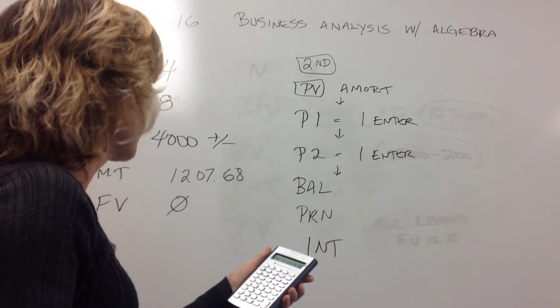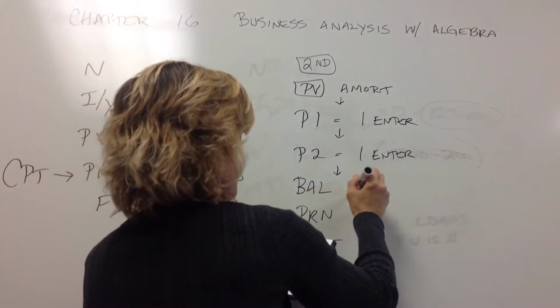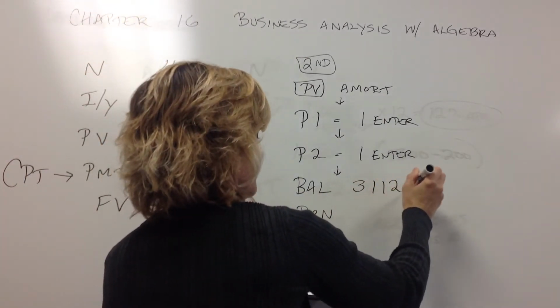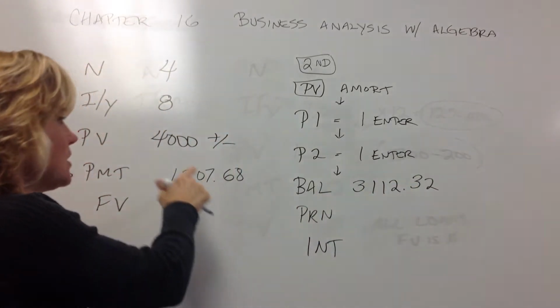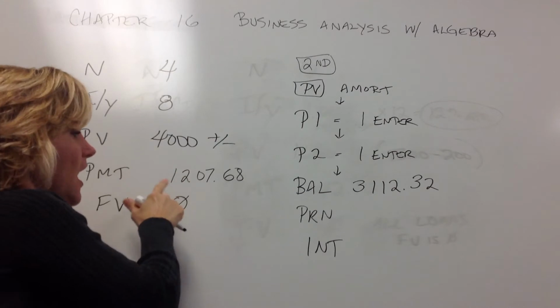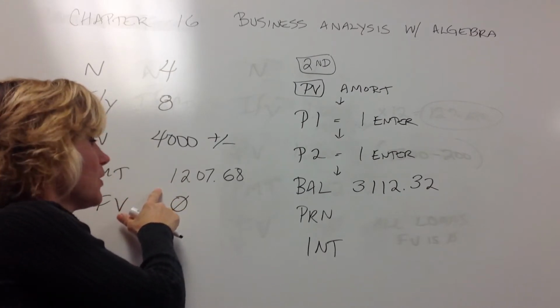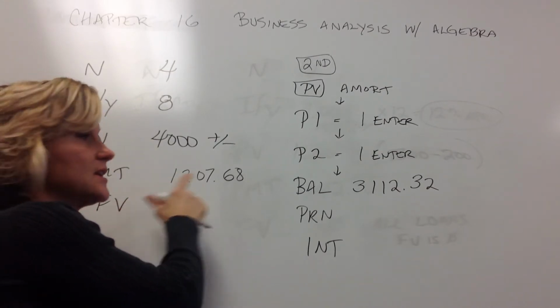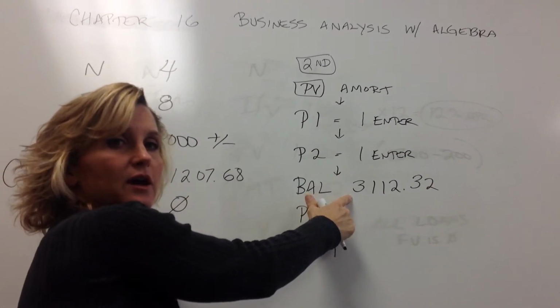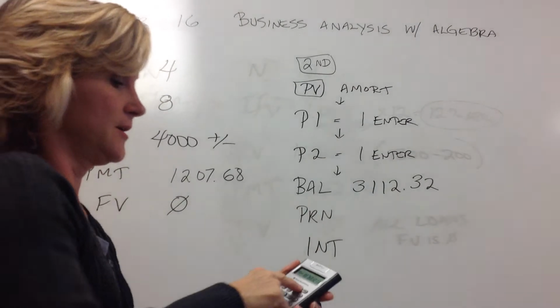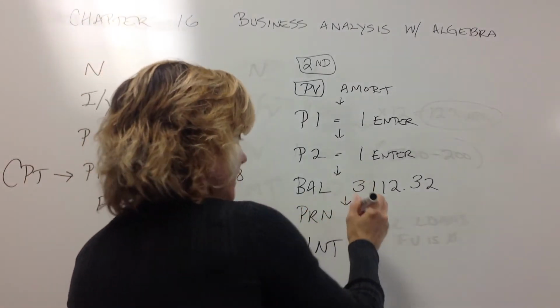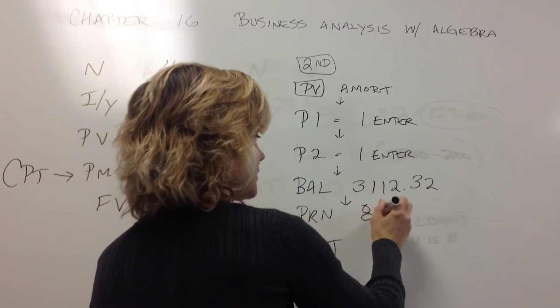Then I arrow down to my balance, and it tells me that $3,112.32 is my balance on that loan. So I started with $4,000. After I made 1 payment of $1,207.68, my balance becomes $3,112.32.